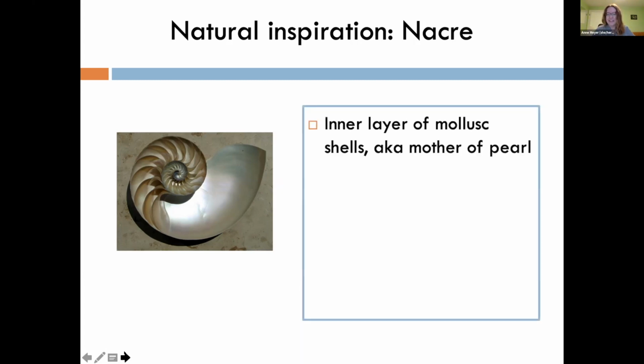So what is nacre? Nacre is also known as mother of pearl, or pearl mother in a lot of languages. It's the inner layer of mollusk shells or bivalve shells. It's also what makes up pearls.